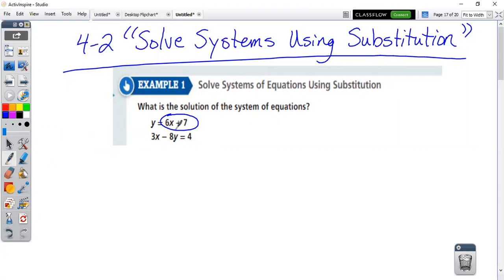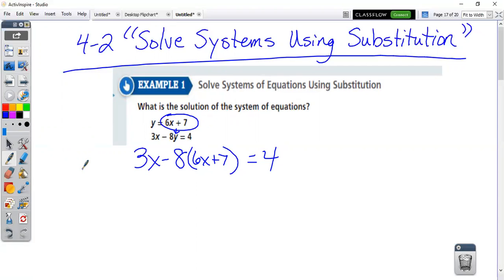Now, please remember, whenever you're plugging something in for something else, whenever you're substituting, always put parentheses around it. So I'm going to rewrite this equation, 3x minus 8. I'm not going to put y, I'm going to put parentheses. And in the parentheses, we're going to put what y is. What is y? 6x plus 7.